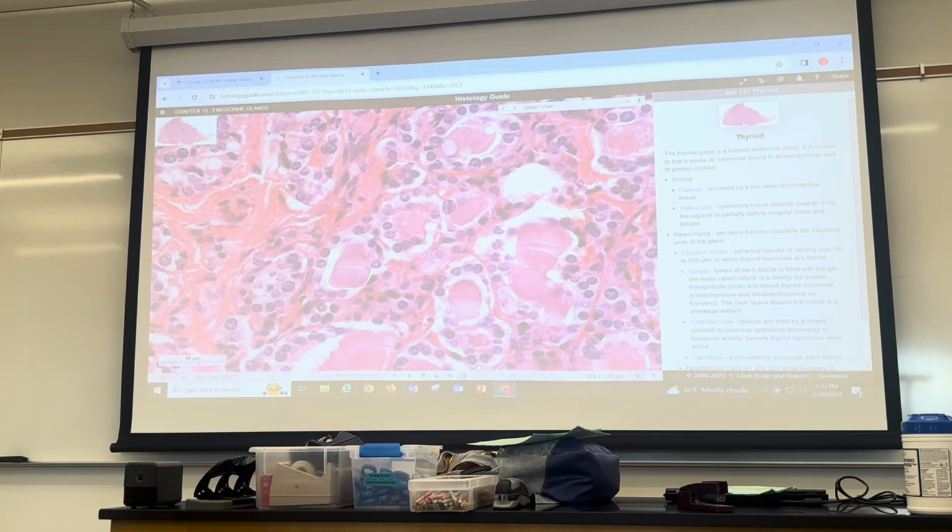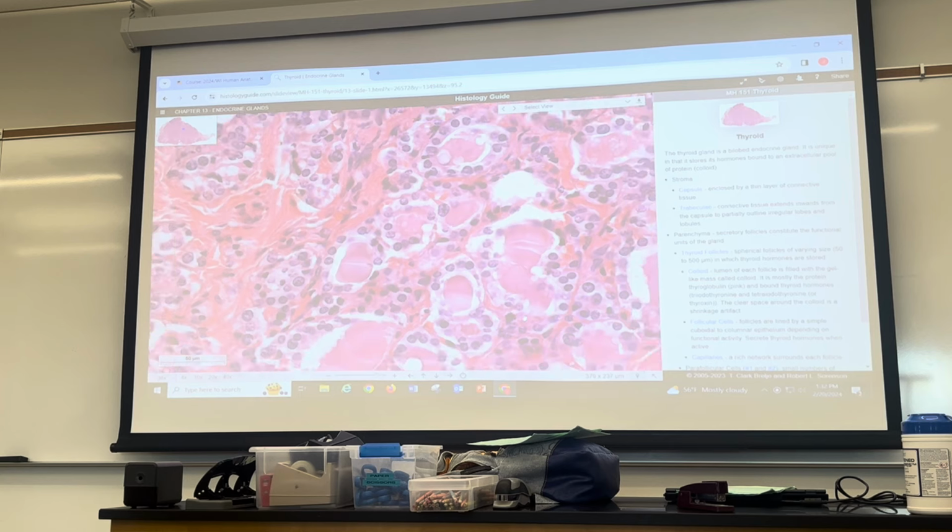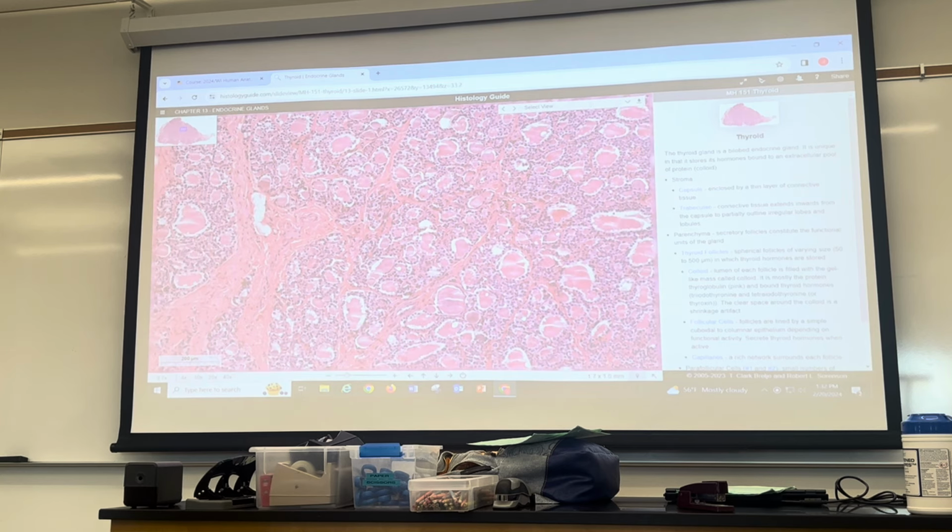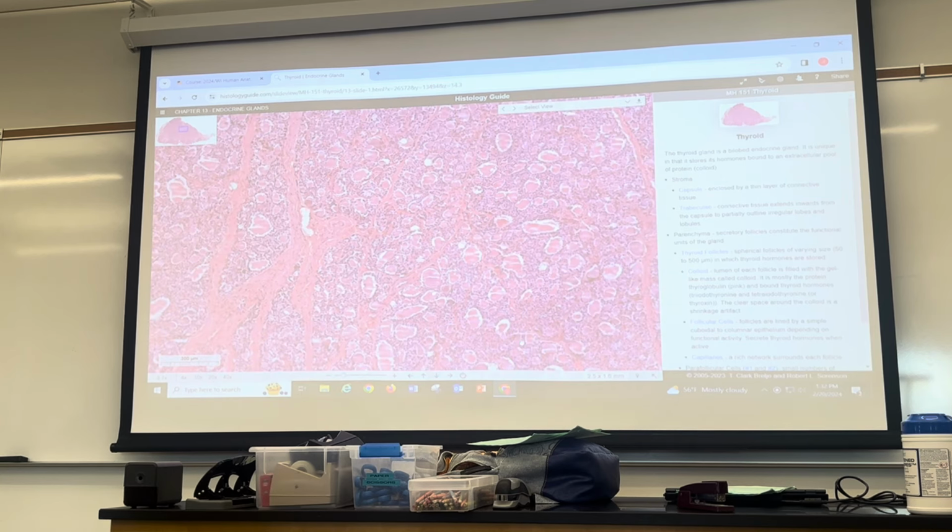So, in short, that colloid does turn into T3, T4, but not directly. Okay. So how do we know that thyroid is thyroid? Follicles.